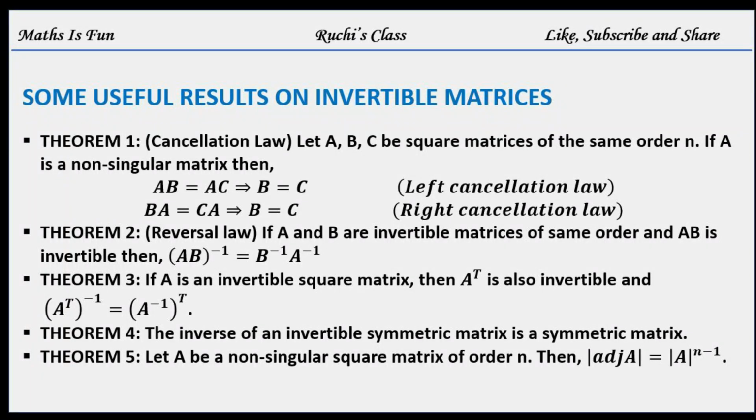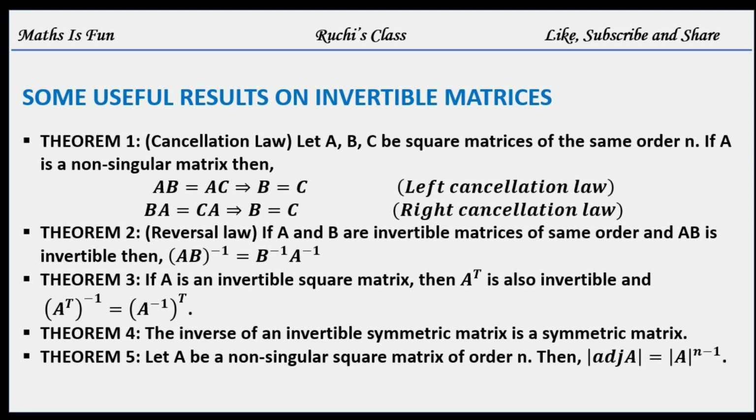So now I will tell you some useful results on invertible matrices. First is the cancellation law. Let A, B, C be square matrices of order n. If A is a non-singular matrix, then AB equal to AC implies B is equal to C. This is the left cancellation law. If BA is equal to CA, that also implies B is equal to C, but this is the right cancellation law.